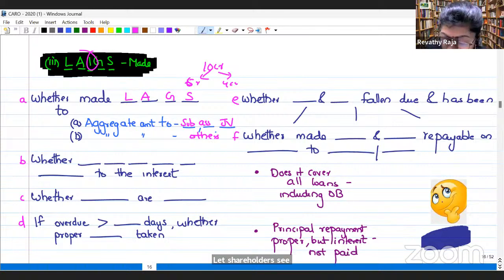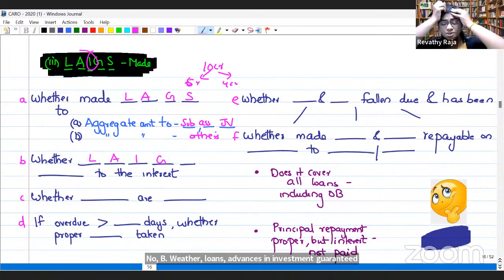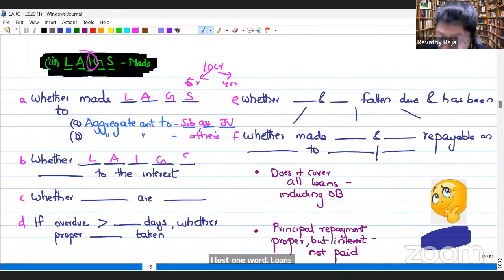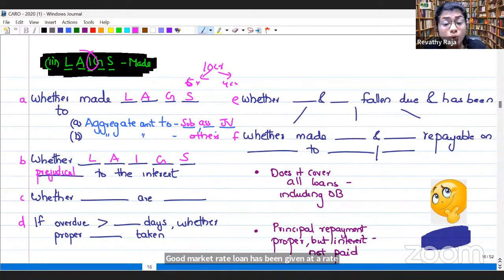Now B: whether loans, advances, investment, guarantee and security are prejudicial. Prejudicial means adverse to the interest of members. Not at a market rate, the loan has been given at a rate less than the market rate. The loan was given without security. This is reported here.